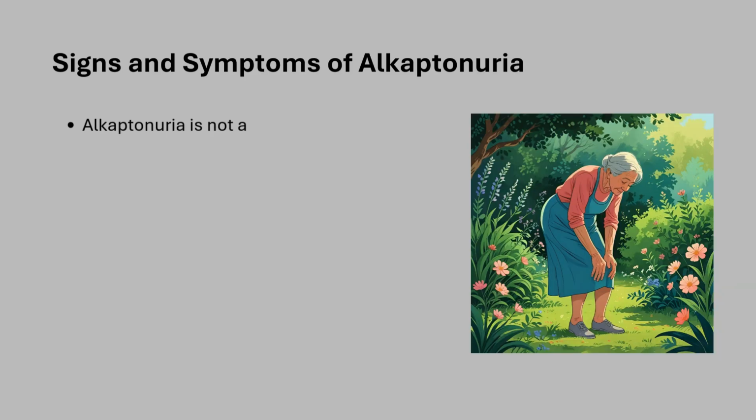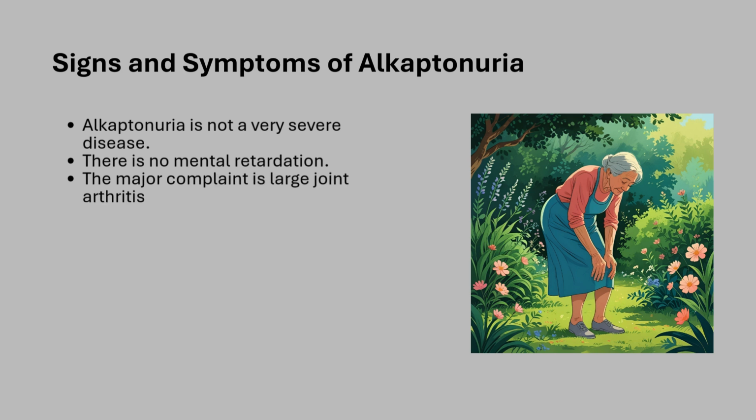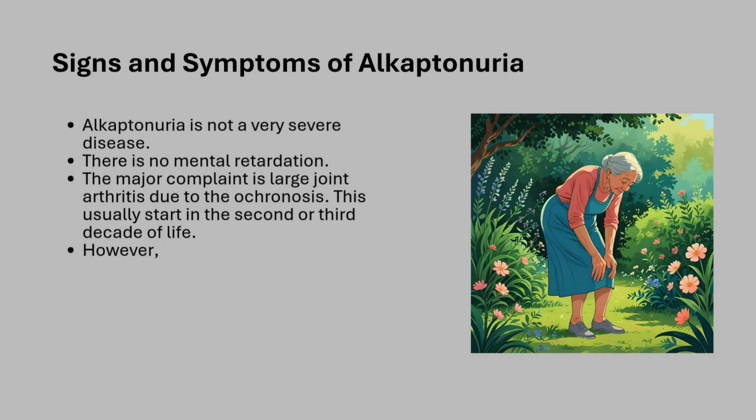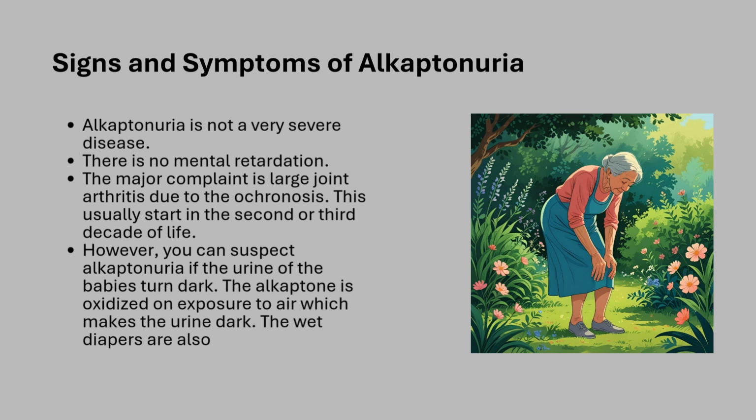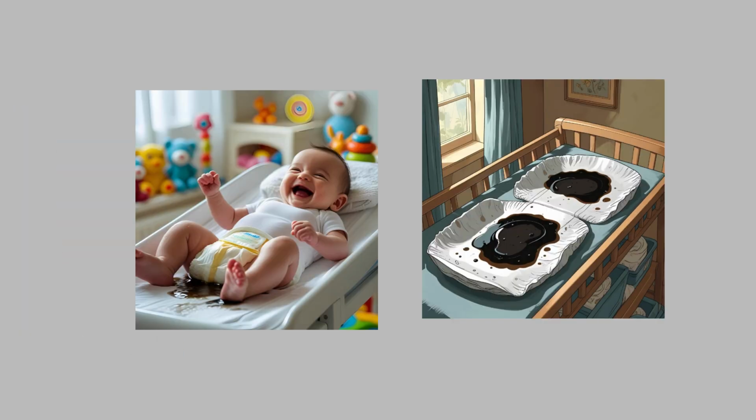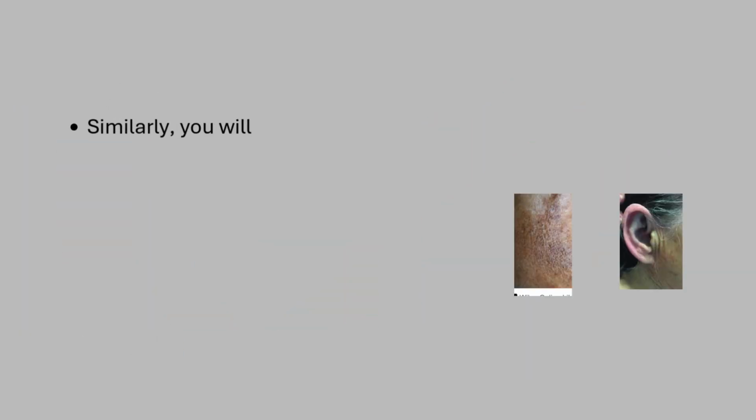Signs and symptoms of alkaptonuria. Alkaptonuria is not a very severe disease. There is no mental retardation. The major complaint is large joint arthritis due to the ochronosis. This usually starts in the second or third decade of life. However, you can suspect alkaptonuria if the urine of the babies turns dark. The alkaptone is oxidized on exposure to air, which makes the urine dark. The wet diapers are also usually darkened. Similarly, you will notice blue-black or brownish coloration of skin and cartilages, including the ear and sclera.